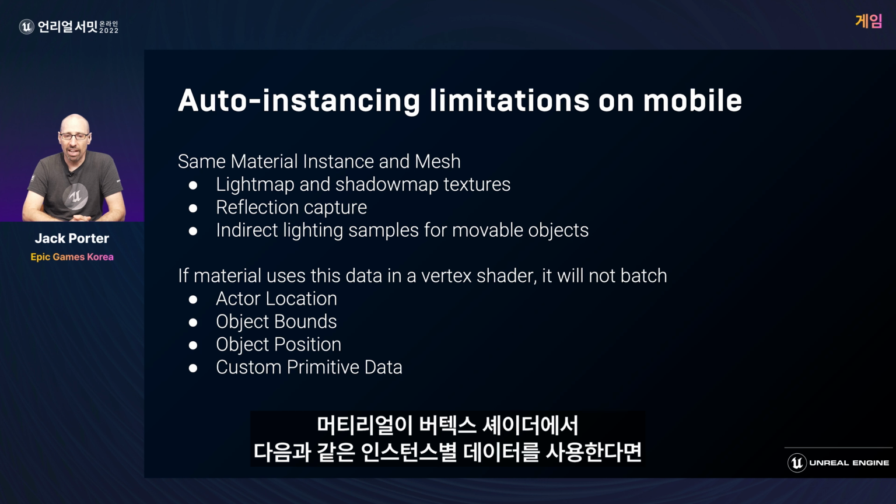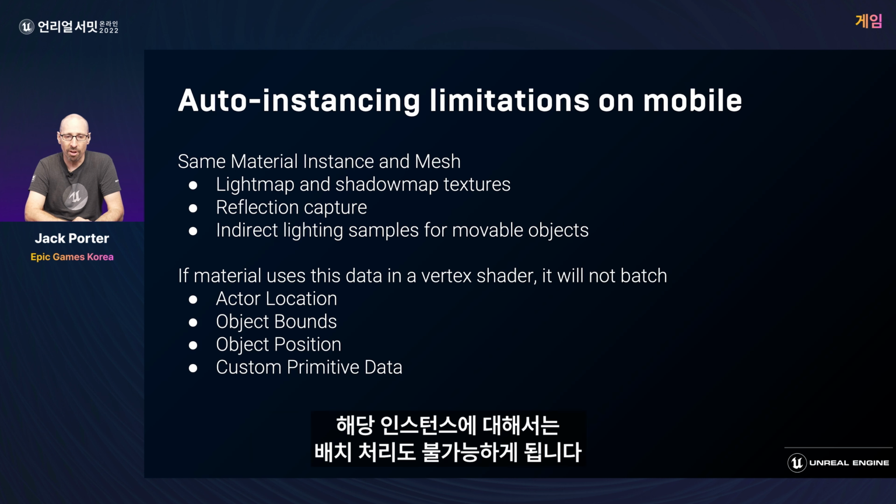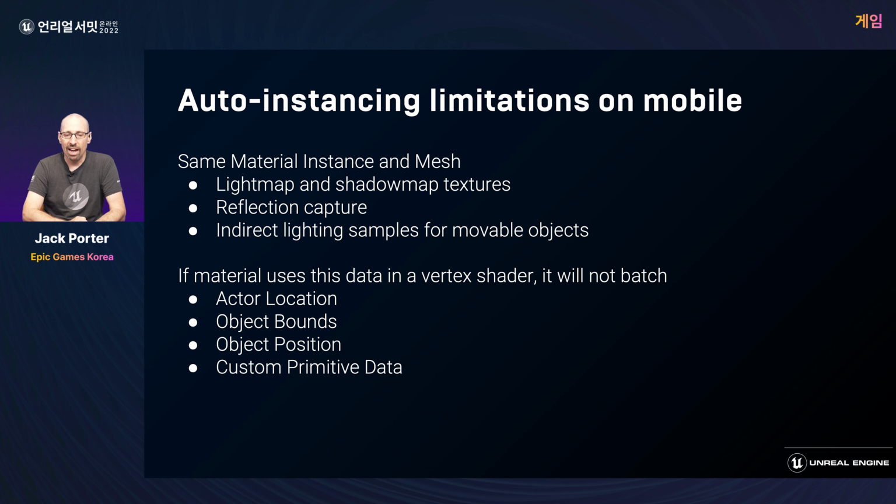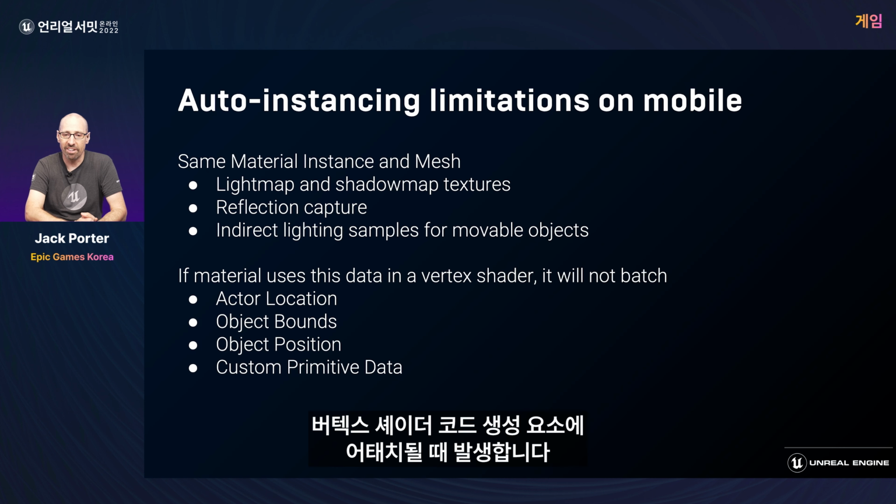If the material uses some per-instance data inside its vertex shader, then batching will also not be possible for that particular instance. Material nodes such as the actor location, the object bounds or the object position all require data that is going to be different for each instance, and therefore batching will not be possible. That would occur if you were to attach some of these nodes to, for example, world position offset, which generates vertex shader code.